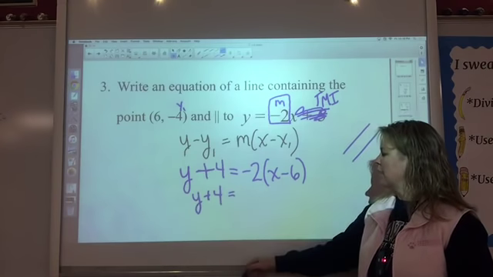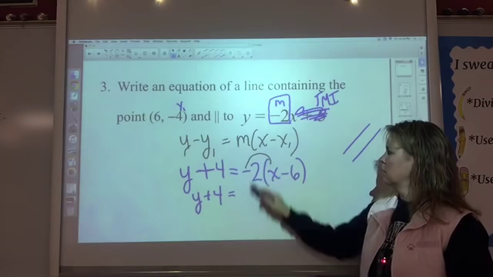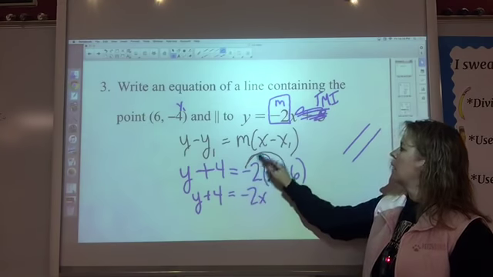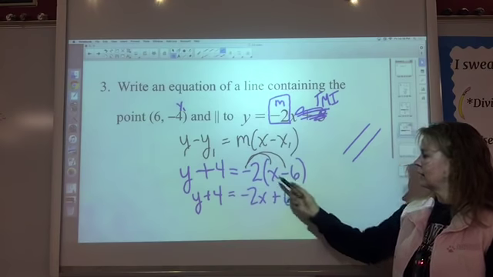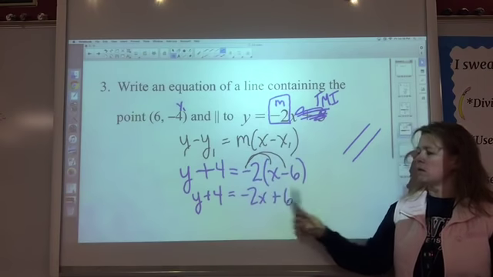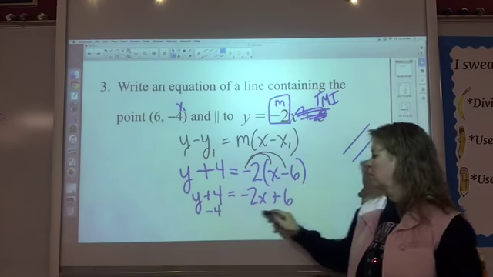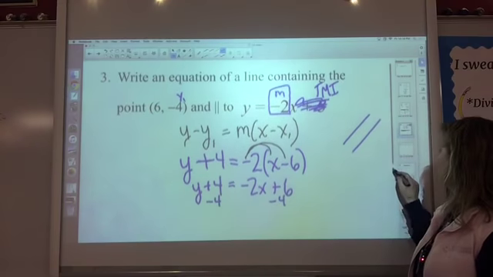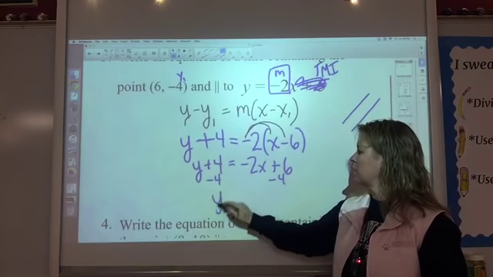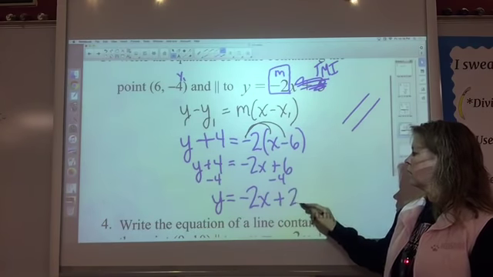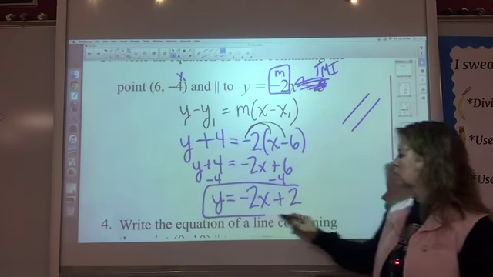Keep track of your negative 2 and negative 2, which gives you negative 2x plus 6. Negative 2 times negative 2 is positive 6. Subtract 4 from both sides. And our final answer, because it said give the equation of a line, is y equals negative 2x plus 2.